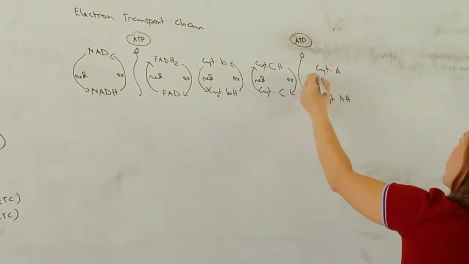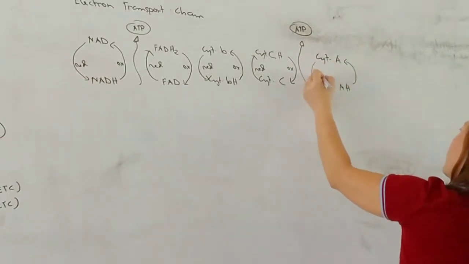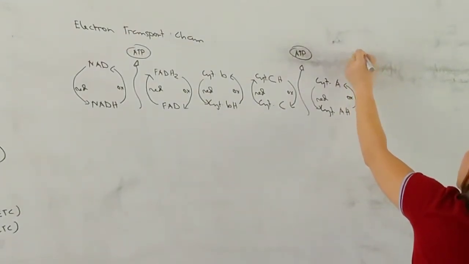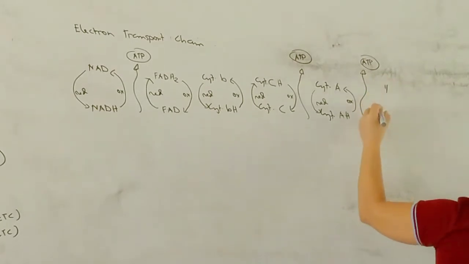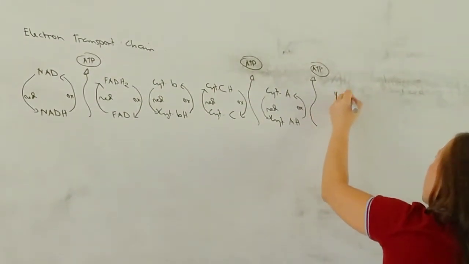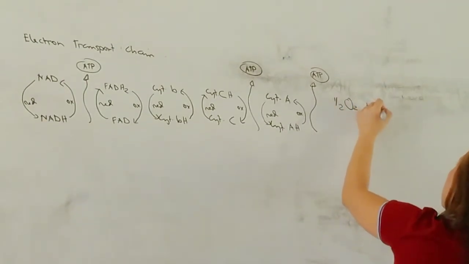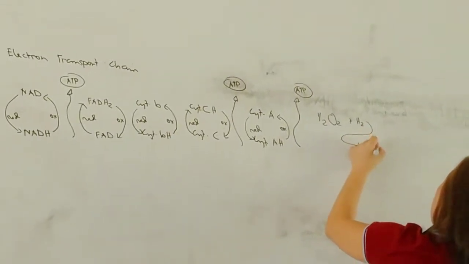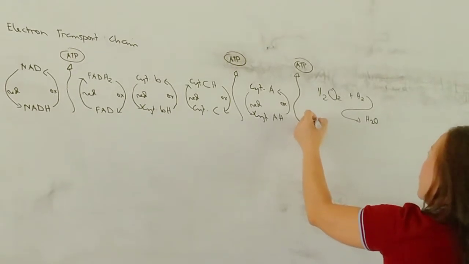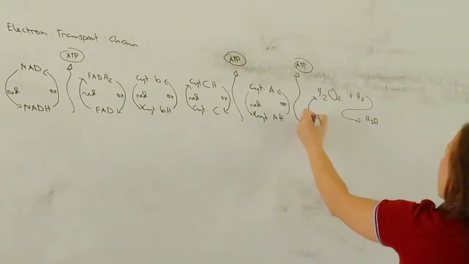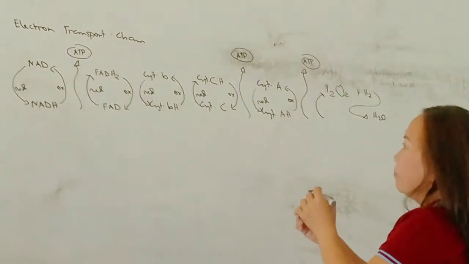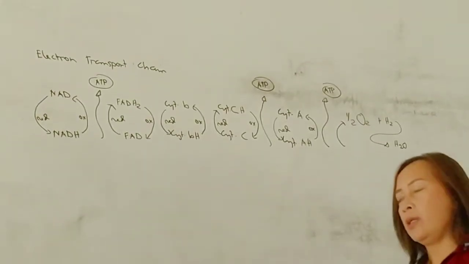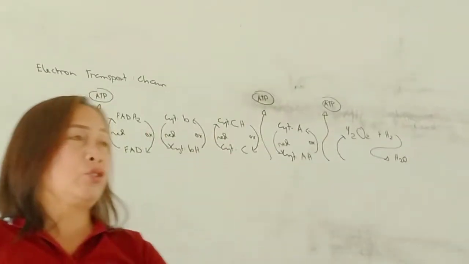Reduction and oxidation. Reduction na rin at oxidation na rin. Okay, this is what happened in the electron transfer chain. Actually, this is just an oxidation-reduction reaction.